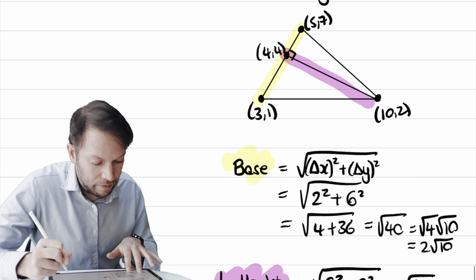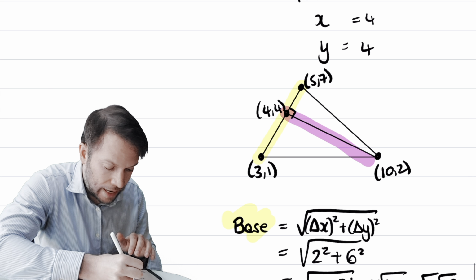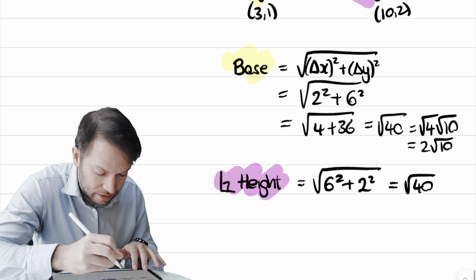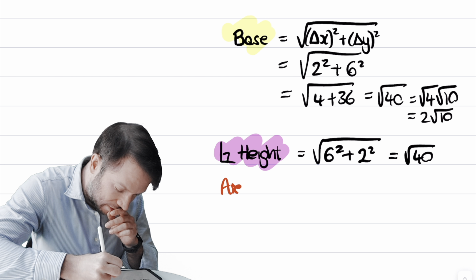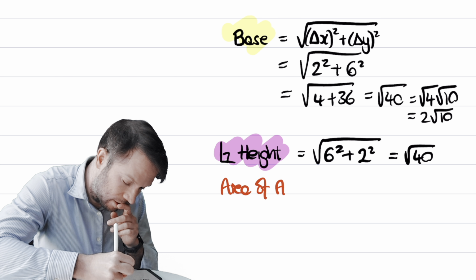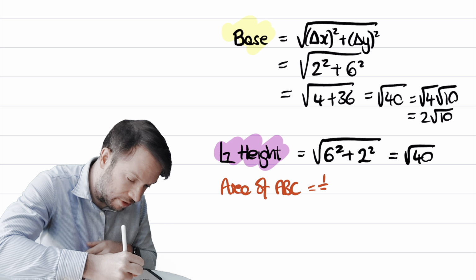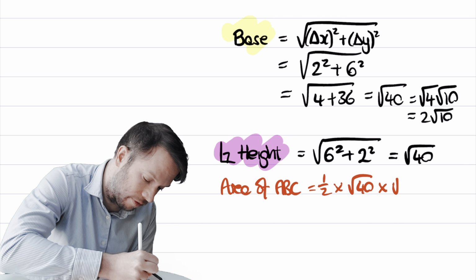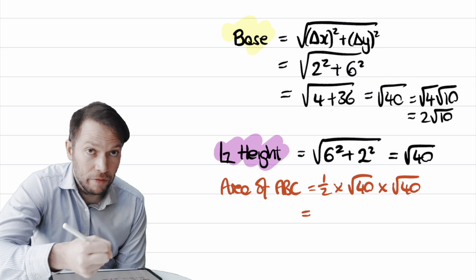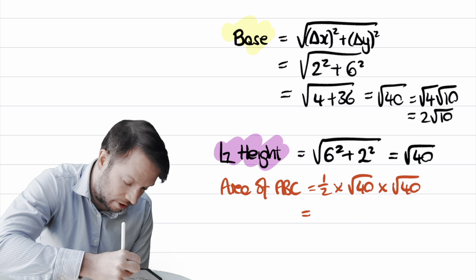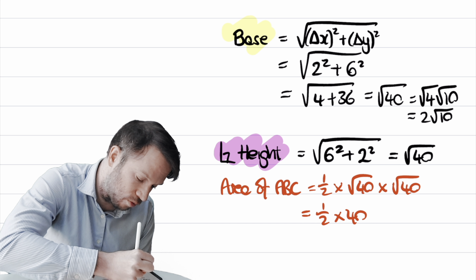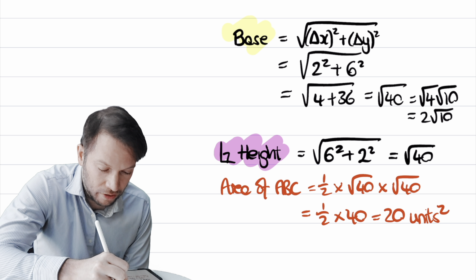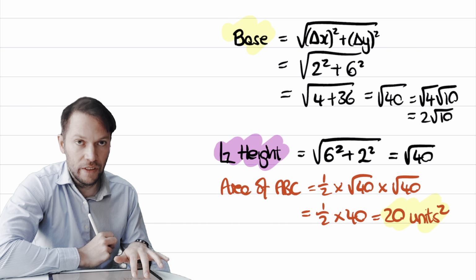So that means the area of this triangle, because remember we're just trying to find the area of this whole triangle ABC, is going to be half times base times height. So the area of ABC is going to be half times the base, which was root 40, times the height, which was also root 40. Now, root 40 times root 40 is 40, so it's half times 40, which is 20 units squared. And I hope that is the final answer to this question, the area of that triangle.